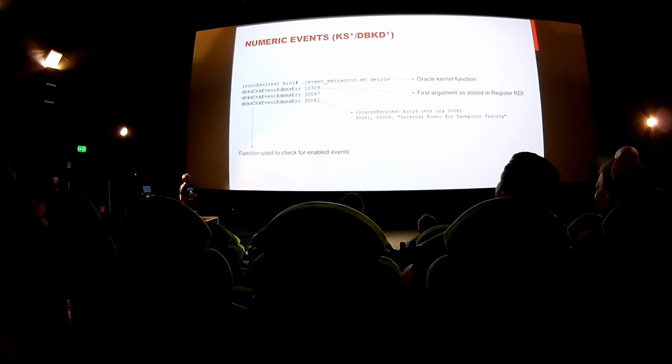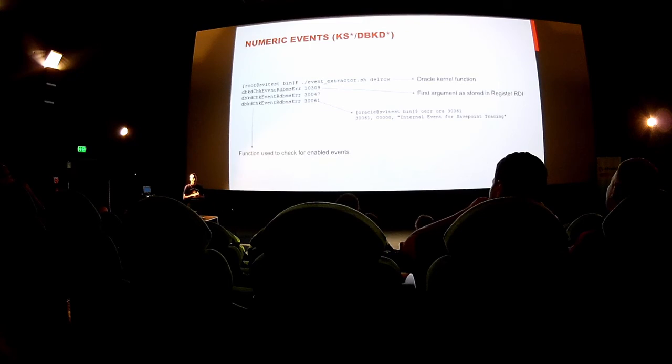In the case of the old event API, it's pretty easy. For example, here we have a kernel function that is calling the check event RDBMS error function, and the event that is checked is passed as the first argument. Here the function is checking for 3 old event numbers. So in this case, it's very easy.